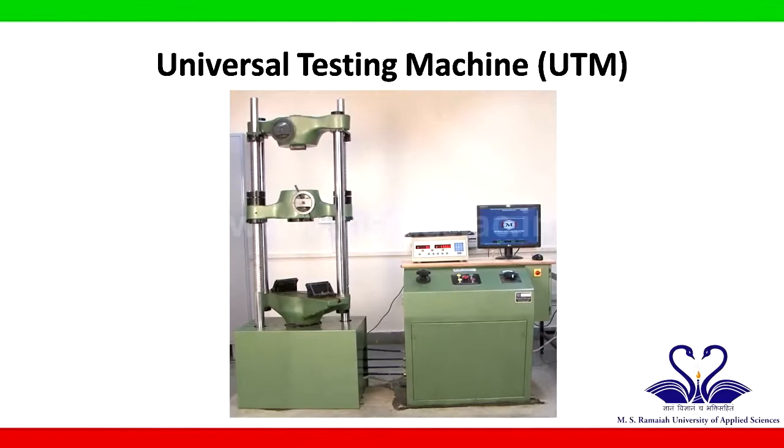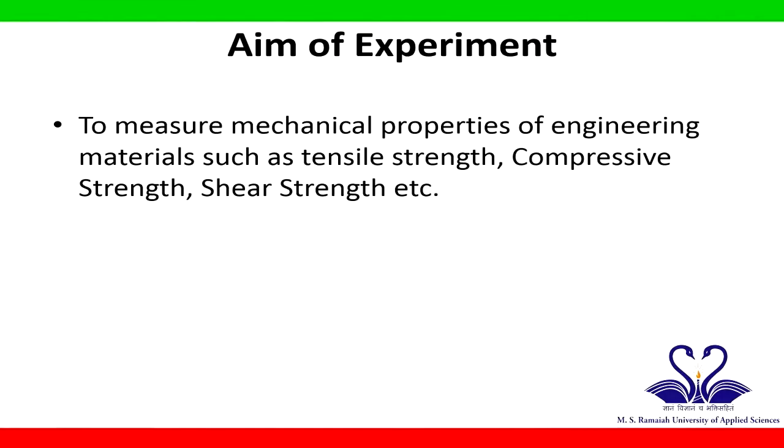Universal Testing Machine is commonly known as UTM. It is used for testing mechanical behavior of materials. Mechanical properties of materials such as tensile strength, compressive strength, shear strength, etc. can be measured using this equipment.